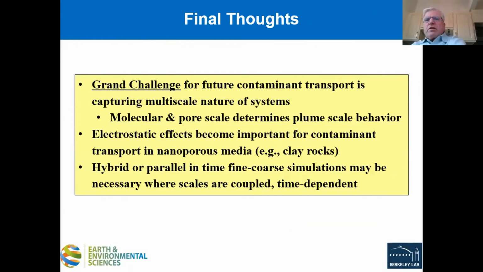So the last slide is basically somewhat shorter because it comes down to the grand challenge for future contaminant transport, which is certainly capturing these multi-scale systems where molecular and pore scale determines the plume scale behavior. Also, electrostatic effects I mentioned become important. In any case, you've got contaminant transport in nanoporous media, meaning clay rocks. And it may be that hybrid or so-called parallel in time, fine and coarse simulations may be necessary, in particular where the scales are coupled and time dependent.